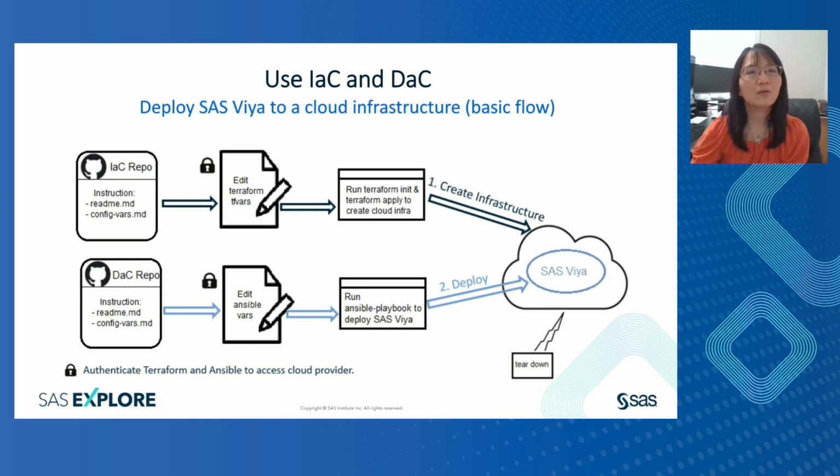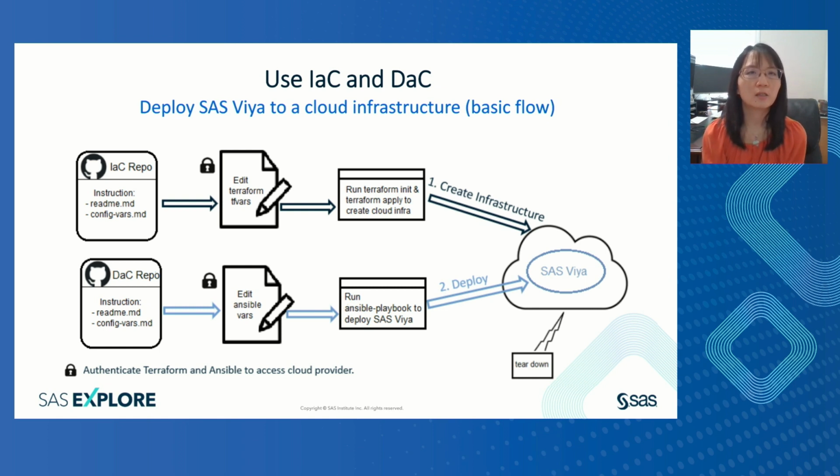So let's look at the actual flow. Here is a basic flow you can see. Let's say you don't have anything. You don't have any infrastructure to even begin with. You just want a Viya deployment to carry on your work, right? In this case, you will want to use IaC to provision the infrastructure.